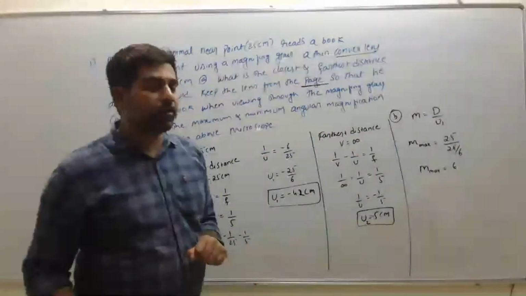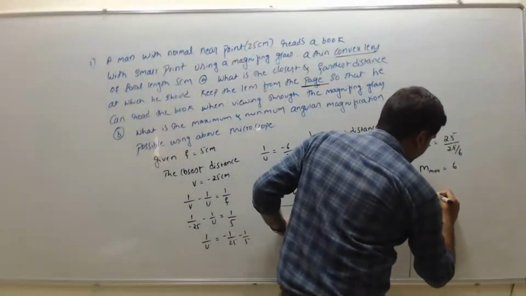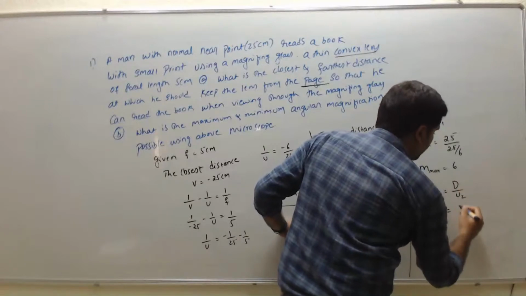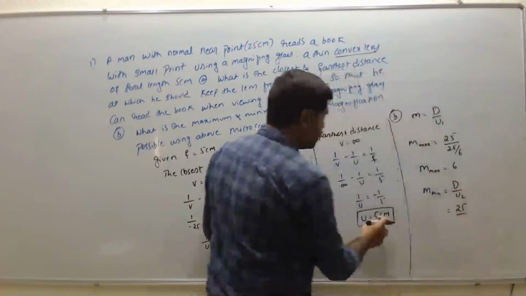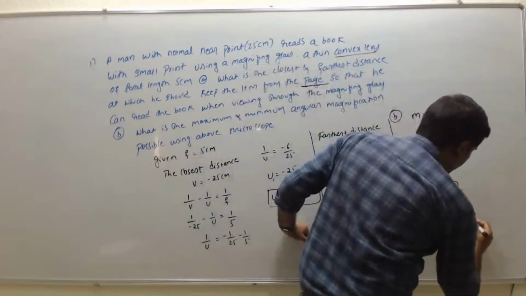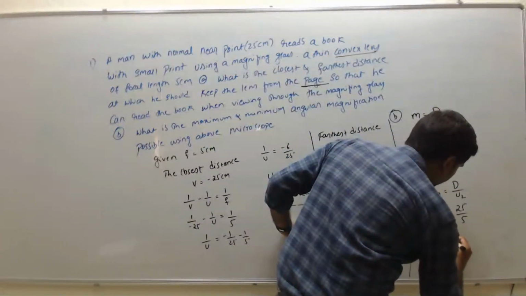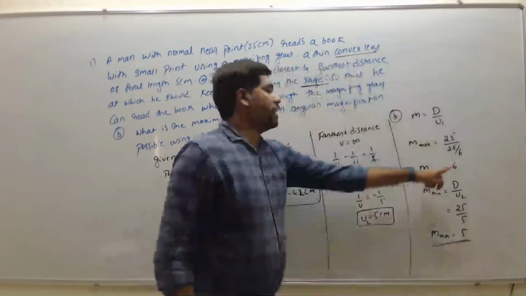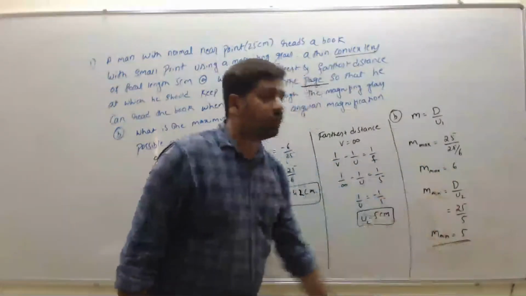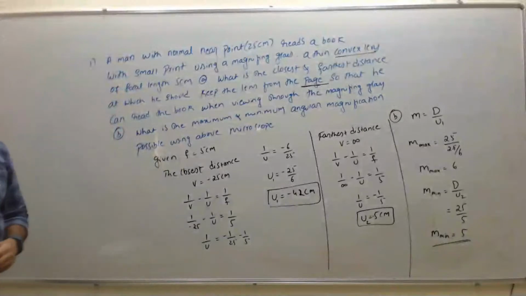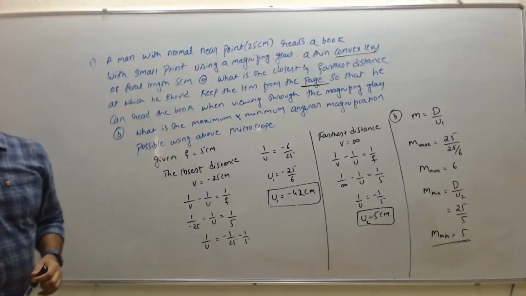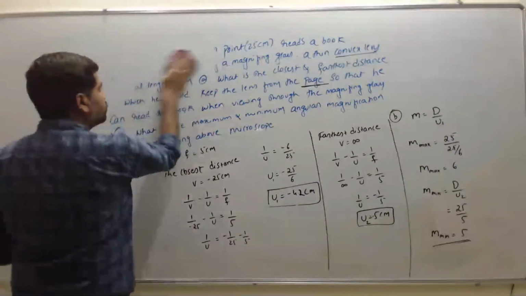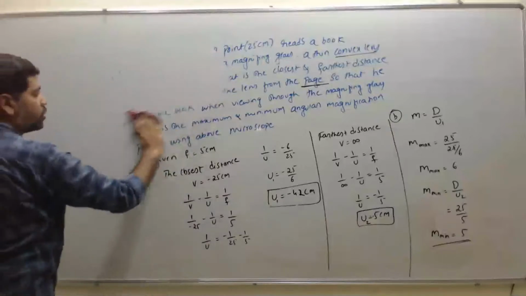And for minimum magnifying power, m minimum is D divided by u2. So D is 25 divided by u2, which is 5. So the minimum magnifying power equals 5 fives are 25, so it is 5. Maximum magnifying power is 6 and minimum is 5. So next, moving on to the second question. This is the problem on simple microscope.